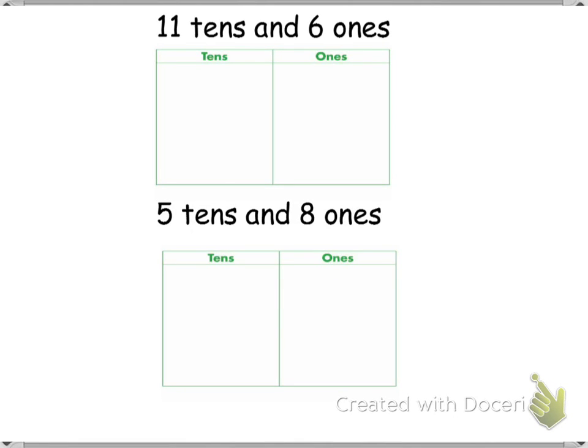Today we're going to be talking about Module 6, Lesson 8. And in this lesson we're talking about being able to count to 120 using only tens and ones and write numbers to 120 on a place value chart.